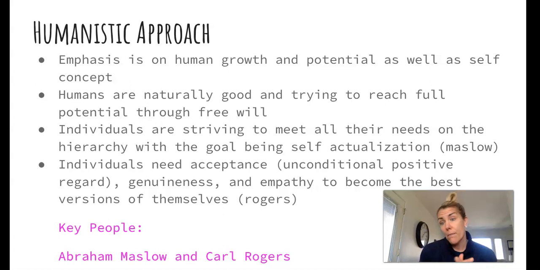Okay, key people here were Maslow with the hierarchy of needs, and then Carl Rogers, who was the whole unconditional positive regard guy.